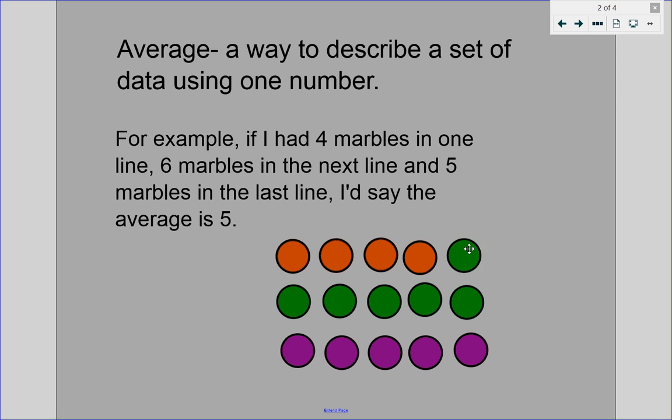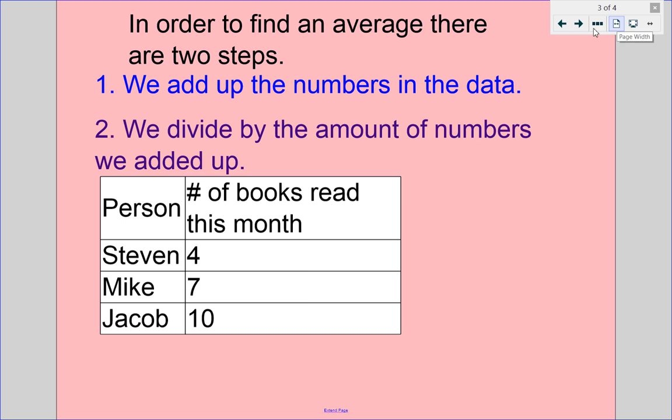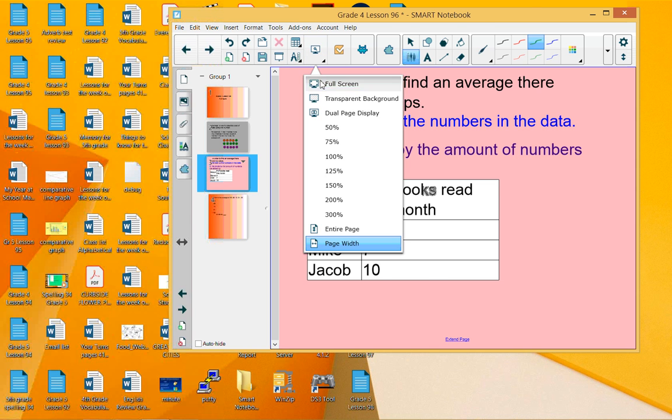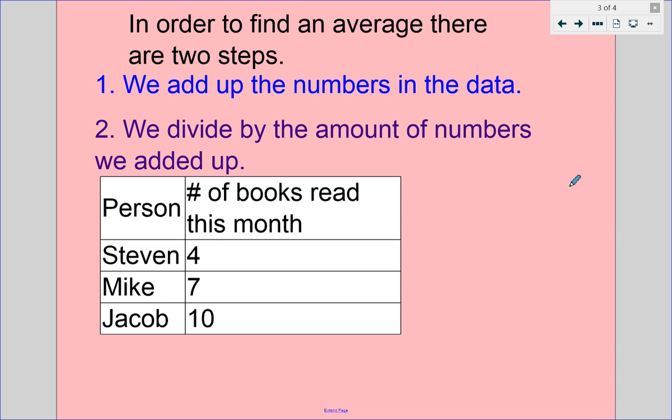So when I find an average, I want to look at them and say, okay, how can I even them out? Averaging, you want to even them out so each group has the same amount. And that's how I could even that one out. Now, let's look at a different example. Let's say we want to find the average number of books that people read in a month.